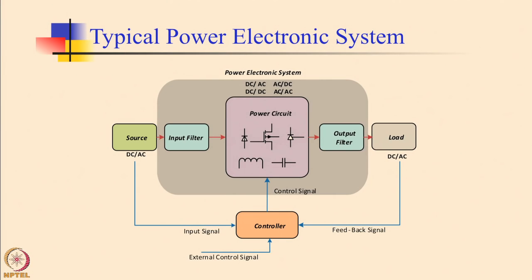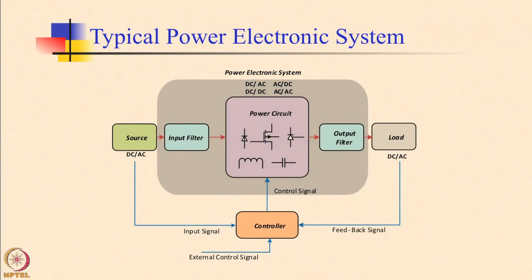The controller also accepts external control inputs or signals such as, for example, set points. So if we want to have the fan running at a certain speed, we can just move the knob and externally adjust the set point, and then the output tries to follow that.